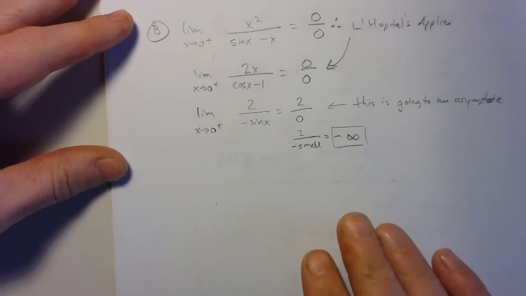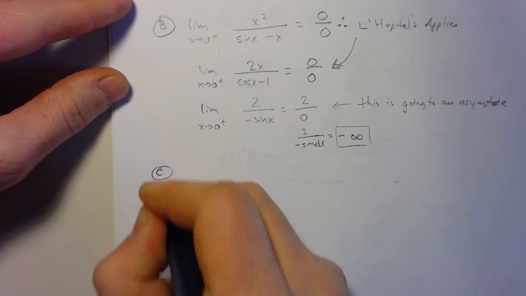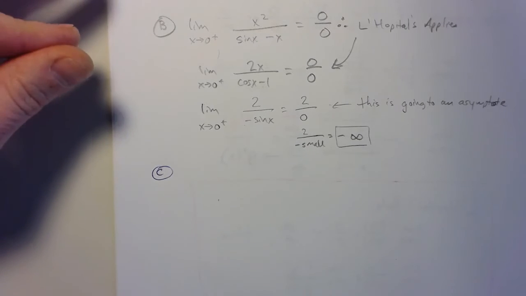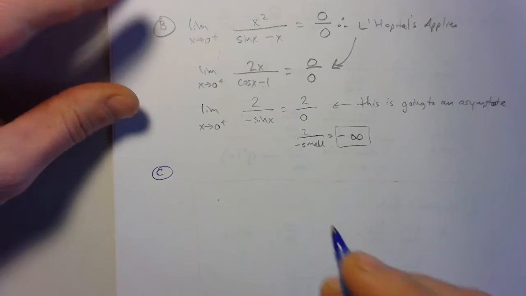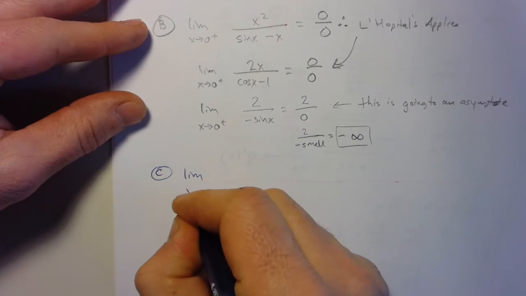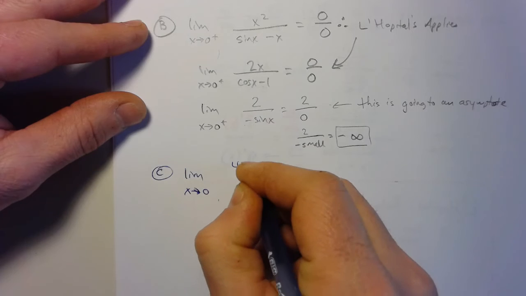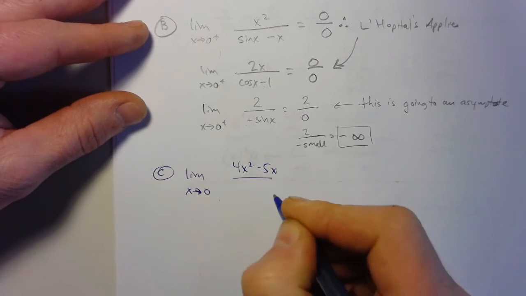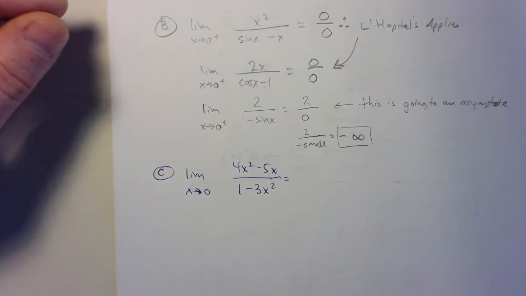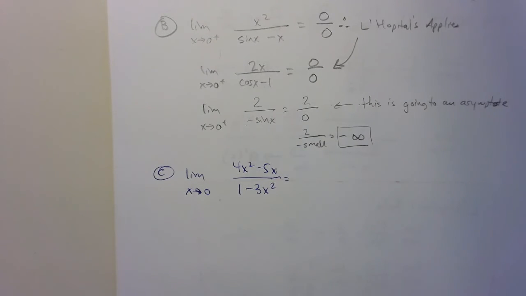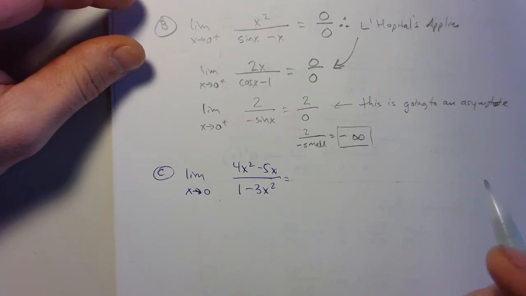Okay, so let's try another example. Now for this next one, I'm going to do out these examples from here on out. I would pause the video after I write the problem. You try to solve it and then watch my explanation, okay? So let's try this one. 4x squared minus 5x over 1 minus 3x squared. Hit the pause button on this, and then see what you get, and then check your work against mine, okay?